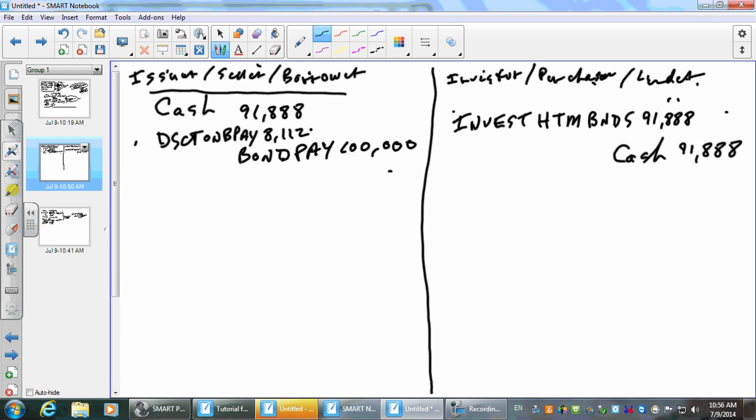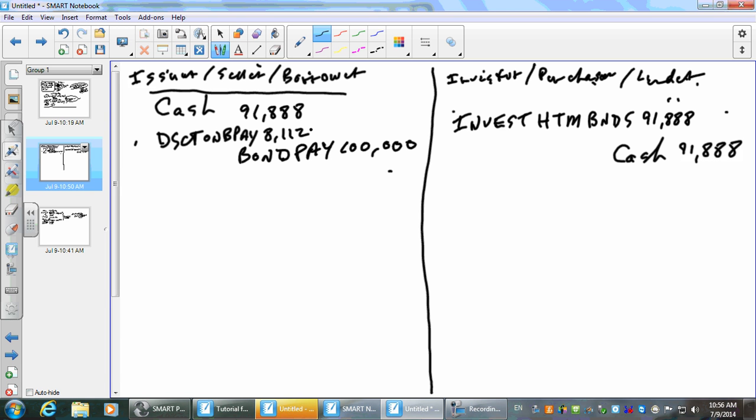Besides that, the difference is additional interest that's going to be paid, right? You only borrowed $92,000. You're going to pay back $100,000, so additional interest. Everybody agree? Actually, it's $8,112 additional interest. Discount is additional interest. Premium is less interest.